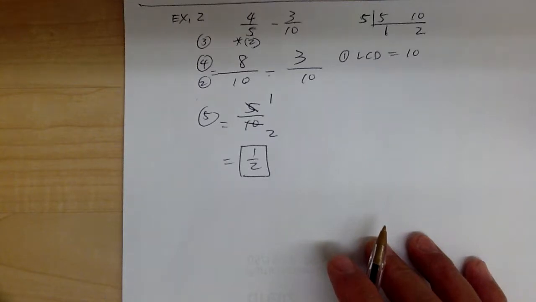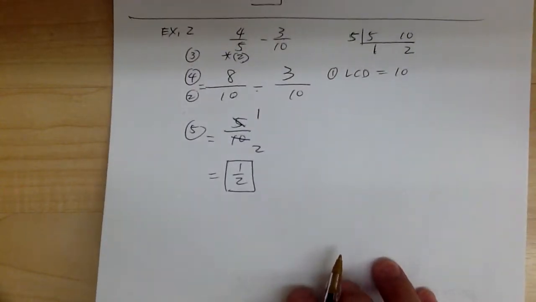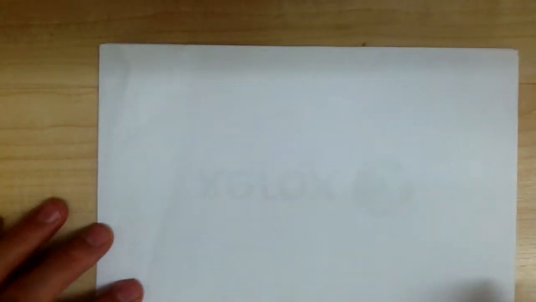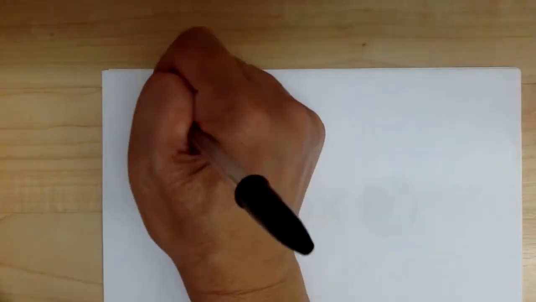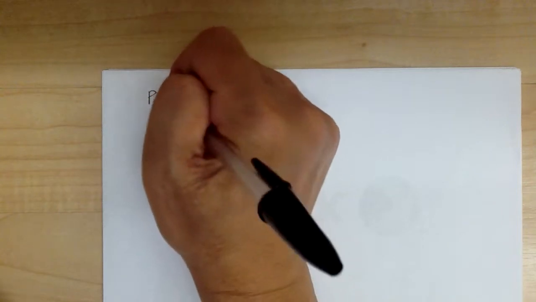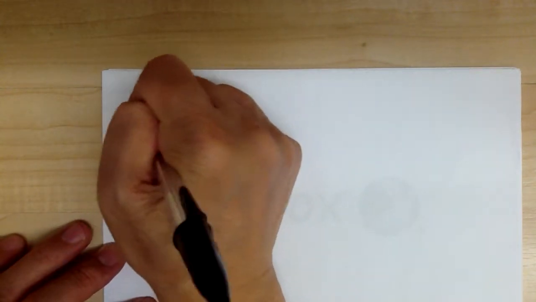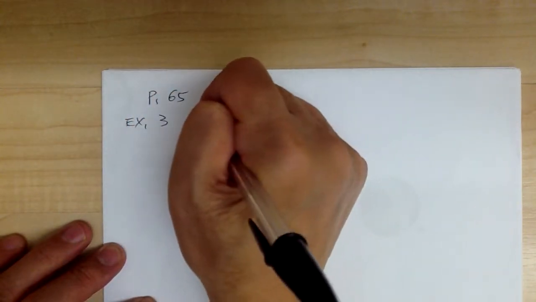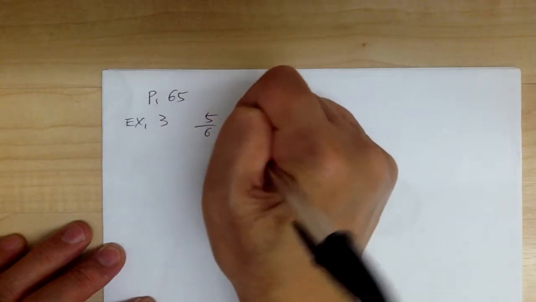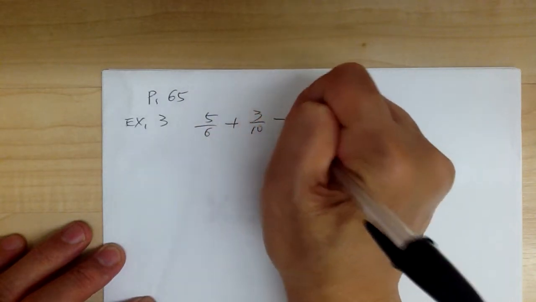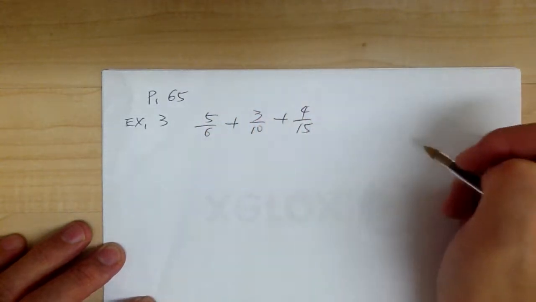Okay, let's go to next example. Let's go to example 3. Example 3, you have 5/6 plus 3/10 plus 4/15.